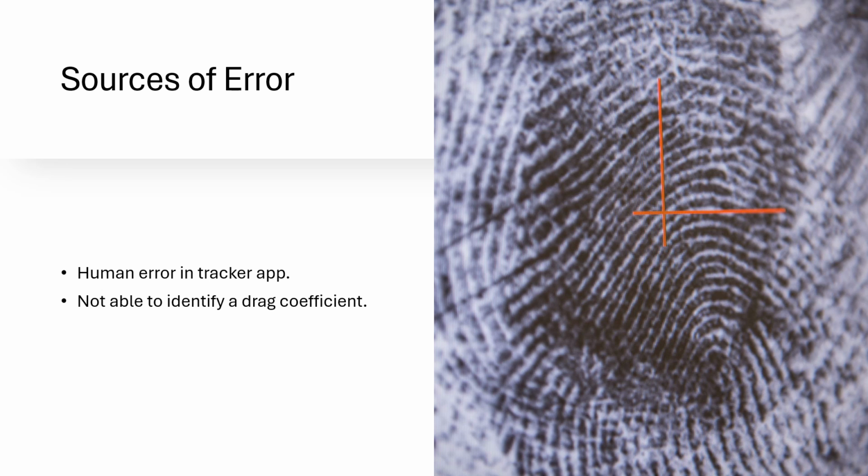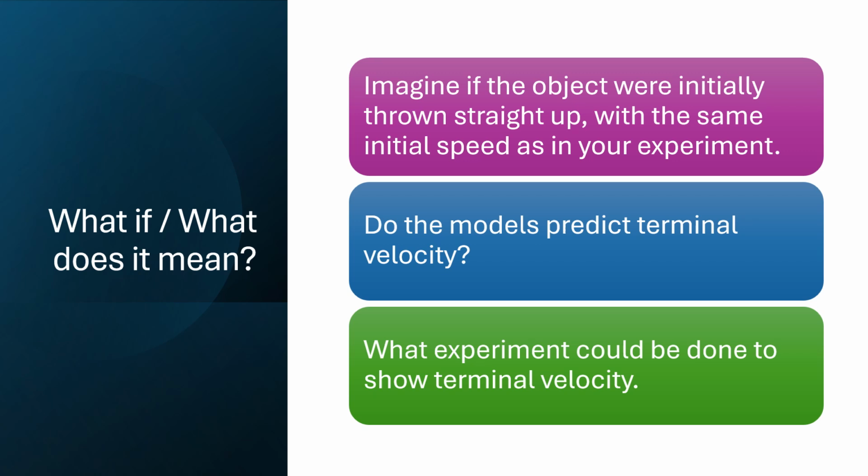Some sources of error are how we pointed out the paper ball in our Tracker app. So the ball kind of blended in with the white background in part of the video, and so it might not be the exact middle. We were also not really able to identify a noticeable drag coefficient due to our ball. It could be for any number of reasons, but we did not notice a drag coefficient big enough to measure.